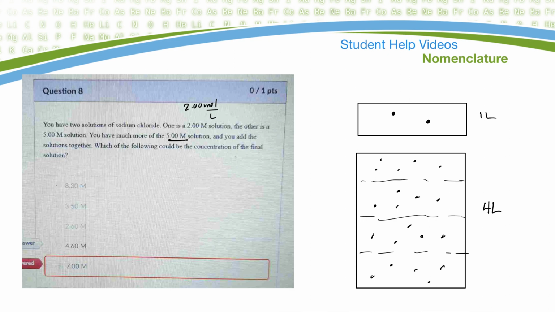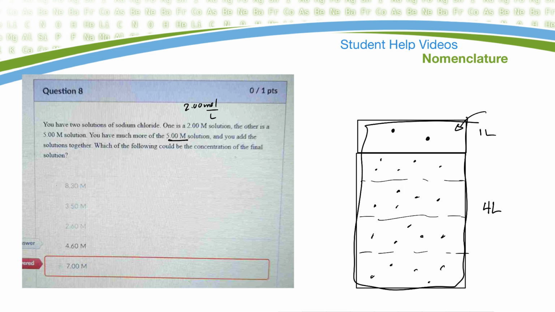Then they say, which of the following could be the concentration if they put them together? They add them together. So watch when I add this together. If I add this to this one and dump it in there, take a look that there's lots more liquid in here, lots more liquid to add to the total container. So now I'm looking at that whole container. There's a lot more liquid and not very many moles of sodium chloride to add to the mix.